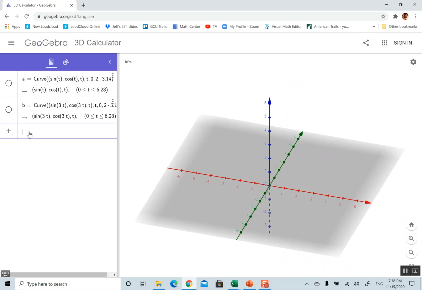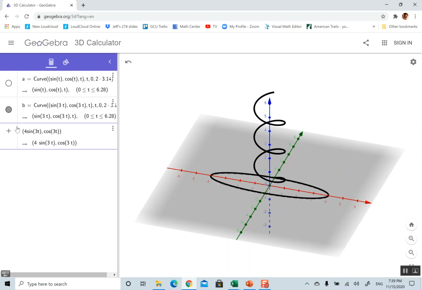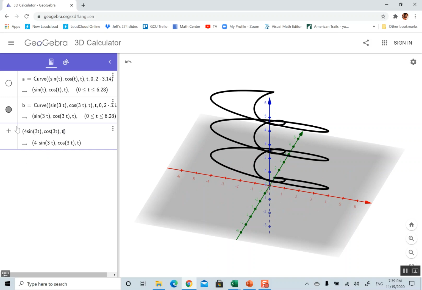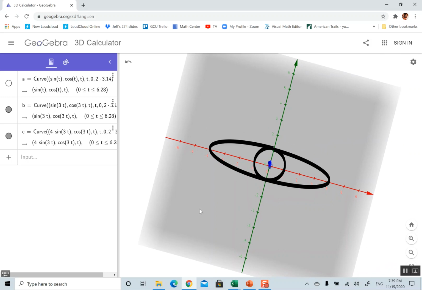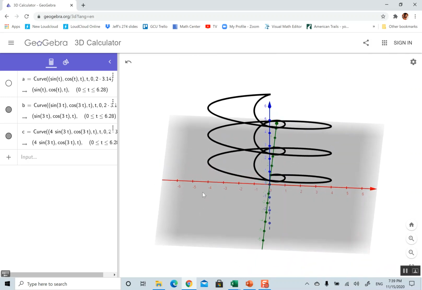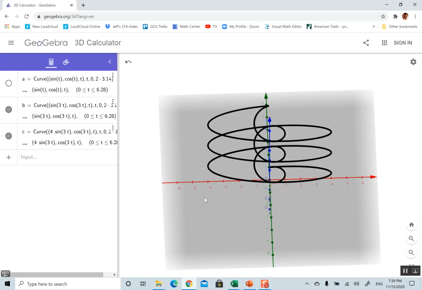Let's make a third one. In fact, let me leave this on and let's put a third one on. Let's make it 4 times sine of 3t and just cosine of 3t and t. So you can see it's wider in the x direction. The red is the x. It's wider in the x direction and stayed the same width in the y direction. That's the number I have on the outside there.